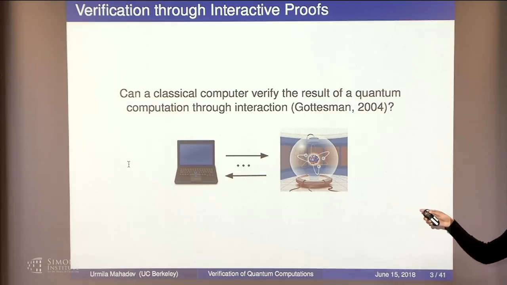verifier, the quantum machine is called the prover, and the verifier's goal is to only accept the prover's answer if the prover outputs the correct output of the quantum computation. So the first thing you can ask here is whether the classical results concerning interactive proofs hold in this setting.